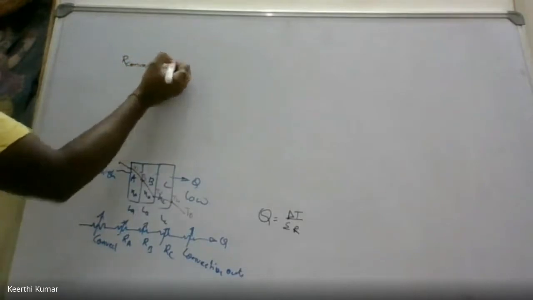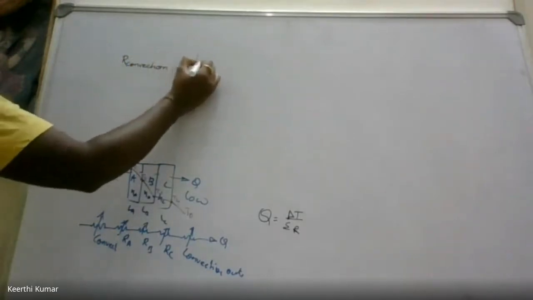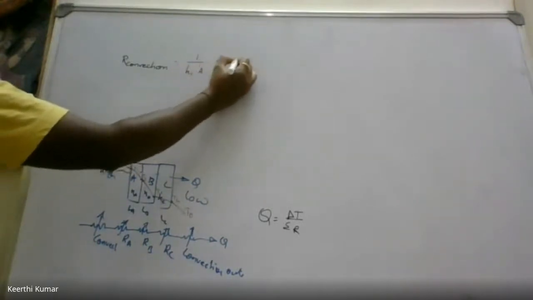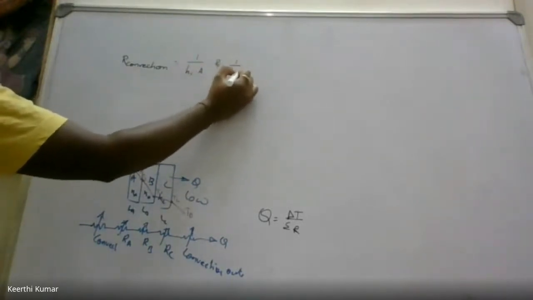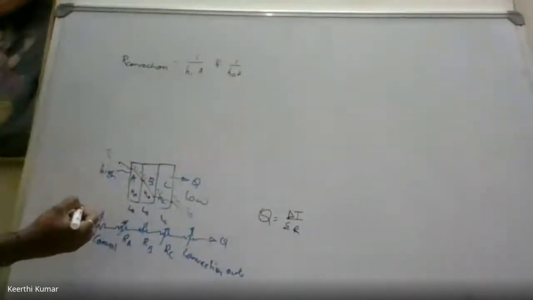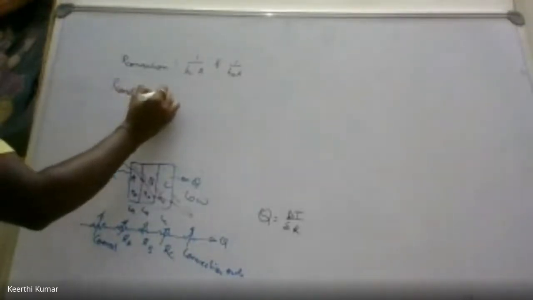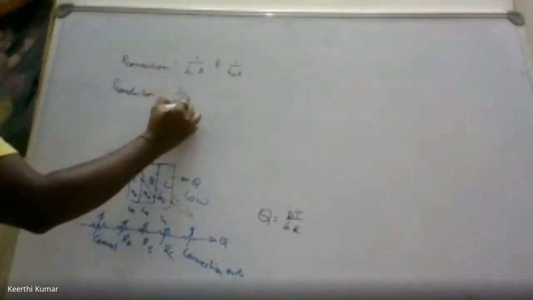What is the formula for R for convection? 1 by Hi into A if it is inside, and 1 by H naught into A if it is outside. That means for inside fluid we are going to use this formula, and for outside fluid we will use this formula. And R for conduction is equal to L by KA.